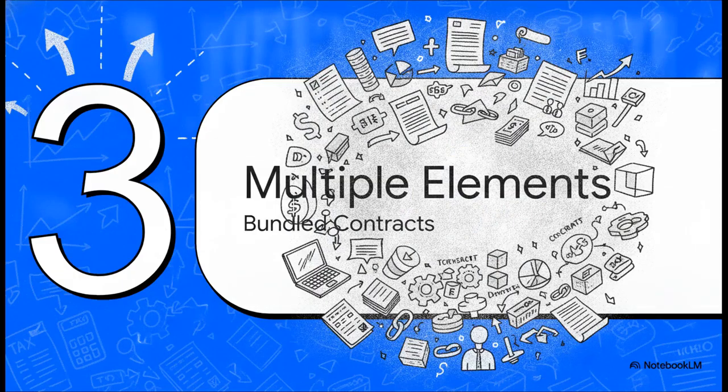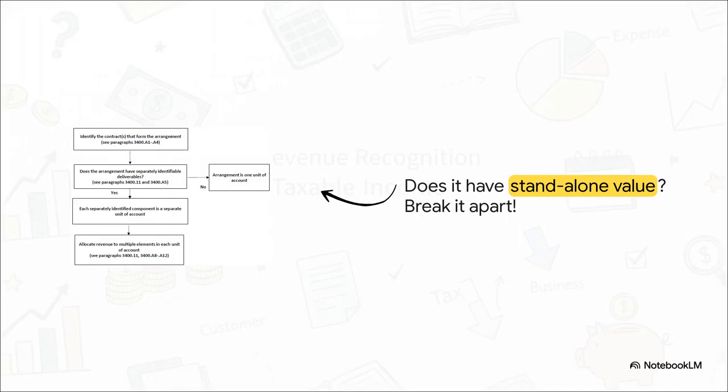All right, leveling up the difficulty, section 3, navigating multiple element arrangements. This happens all the time in tech, consulting, you name it. When a contract bundles a bunch of things together, say software, training, and ongoing support, all for one lump sum, ASPE 3400 basically forces you to ask a really simple question. Do these items have value on their own? Like, could the customer go out and buy them separately? If the answer is yes, you actually have to break that single contract apart into distinct pieces before you can even think about recognizing the revenue.